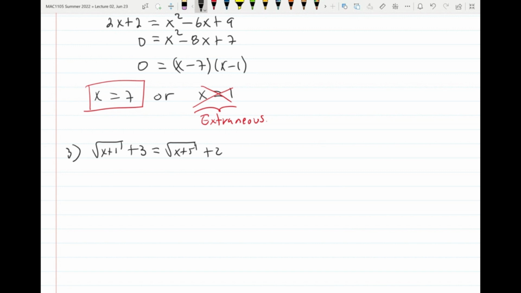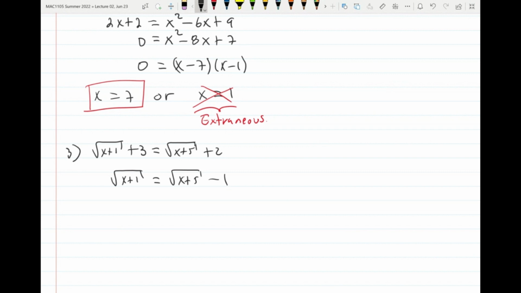So what you should do is isolate, pick 1 or 2, whichever you want, leave it alone on one side and move everything else to the other side. Like in this case, I'm going to move the 3 to the other side. So I'm going to have this. So subtracting 3. And then at this point, I'm going to square both sides. Now, by doing so, I'm going to get rid of the square root on the left, but understand that the one on the right will remain.